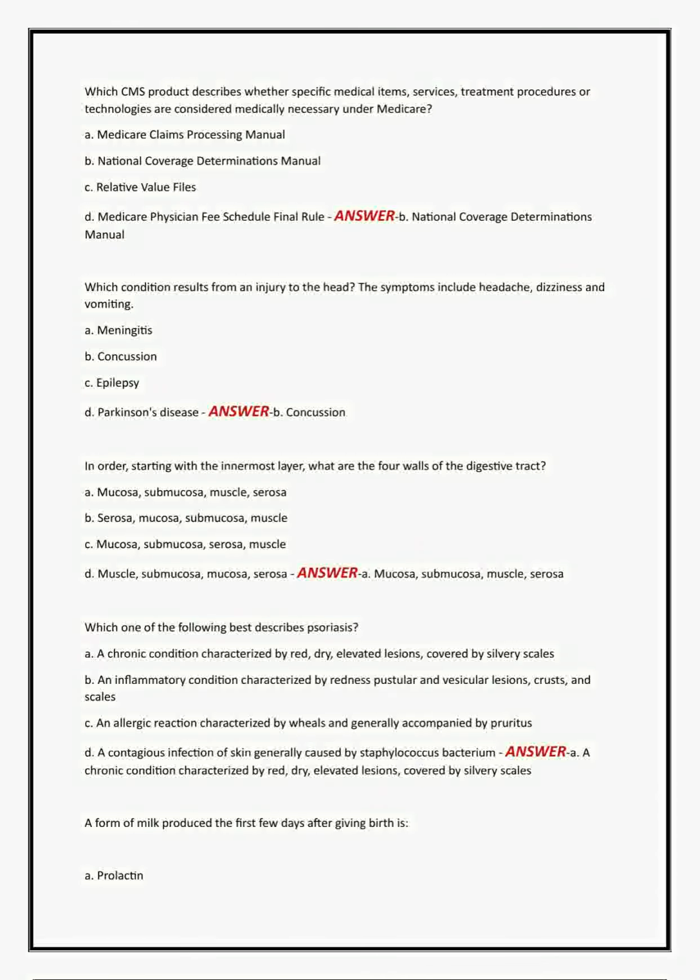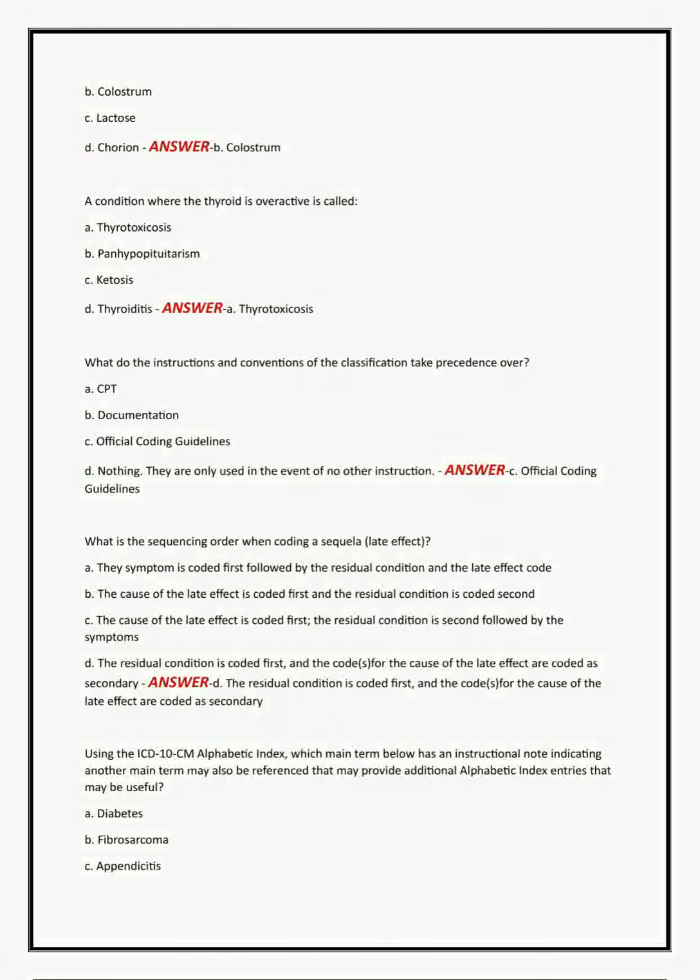A form of milk produced the first few days after giving birth is A. Prolactin. B. Colostrum. C. Lactose. D. Chorion. Answer B. Colostrum. A condition where the thyroid is overactive is called A. Thyrotoxicosis. B. Panhypopituitarism. C. Ketosis. D. Thyroiditis. Answer A. Thyrotoxicosis.